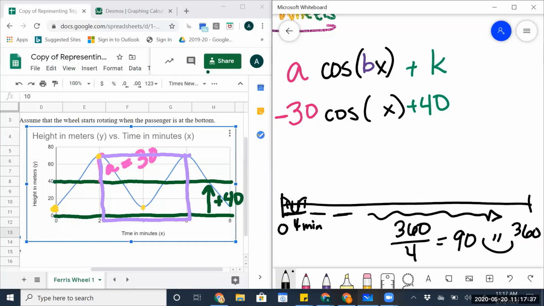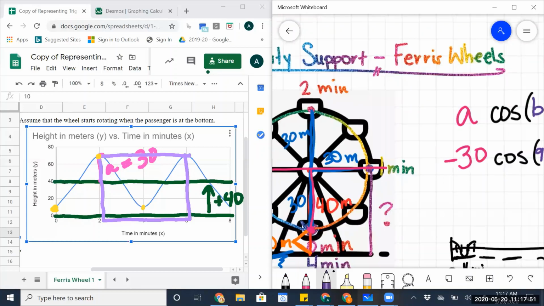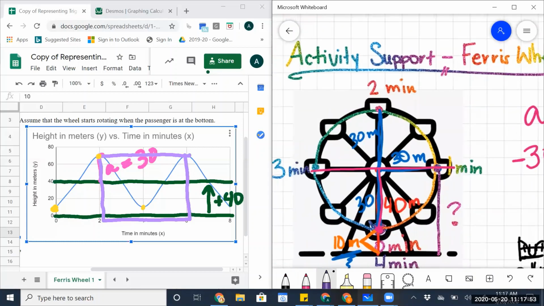All right, now does 90 make sense? Now all of a sudden I'm just going to come over here and type in 90. I mean, that looks like a pretty large number for our horizontal stretch. Well, if I look back at my Ferris wheel over here, in essence, it does make sense.